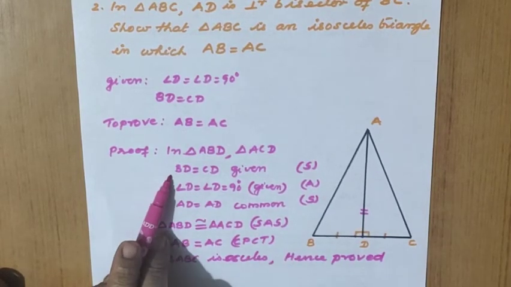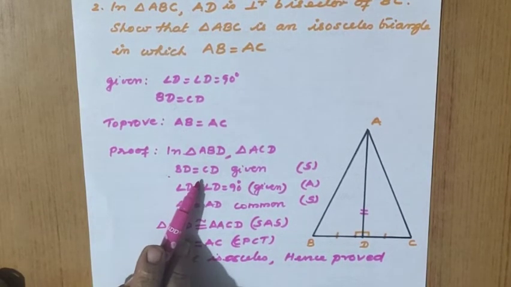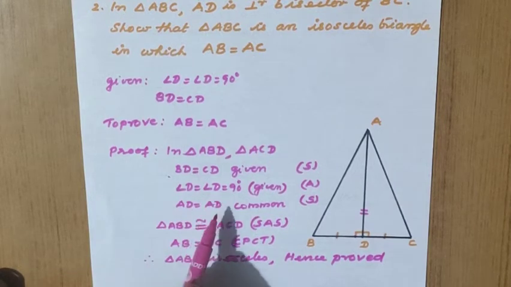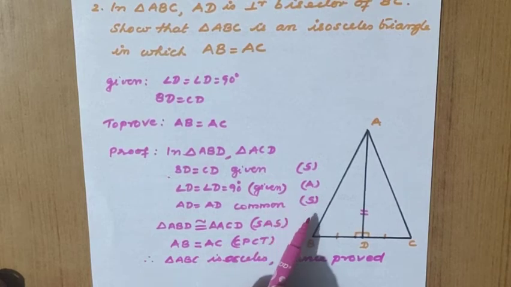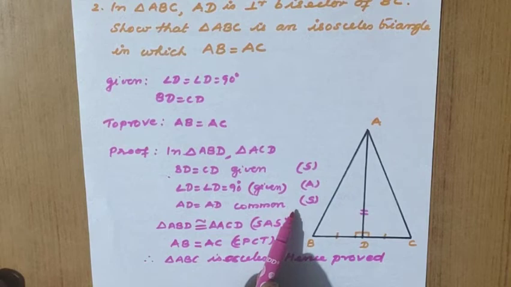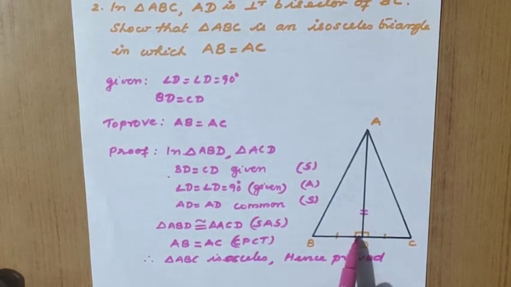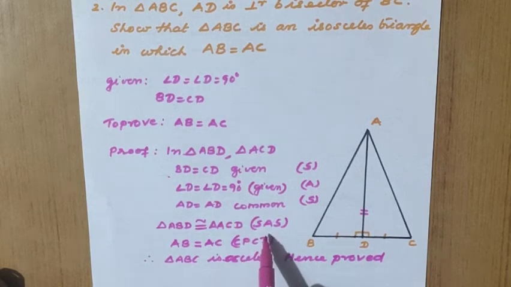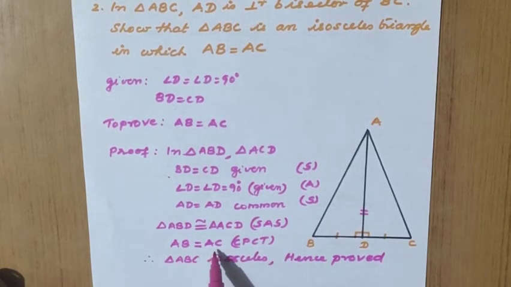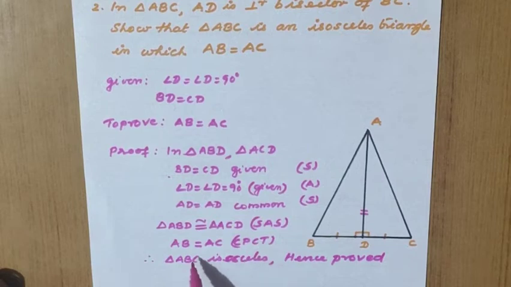So we had written in a proof statements BD equal to CD, angle D equal to angle D, and also AD equal to AD. So SAS criteria we are getting two sides and one angle. So before writing SAS criteria we must check that angle is included or not. So triangle ABD congruent to triangle ACD SAS. By this what we can write? AB equal to AC CPCT. So we got two sides are equal in a triangle, therefore triangle ABC is isosceles triangle, hence proved.